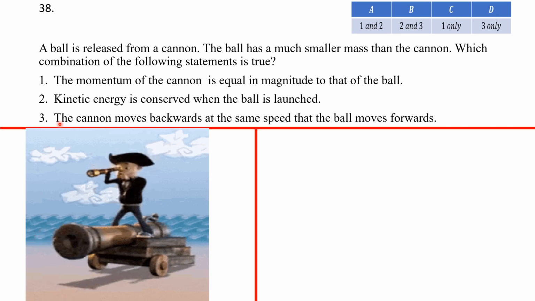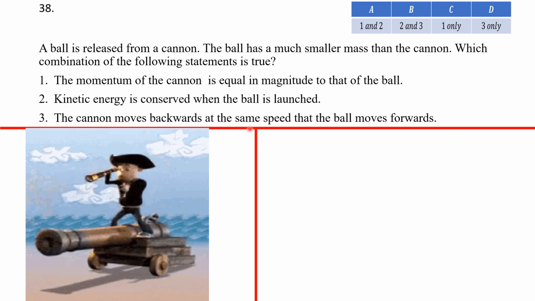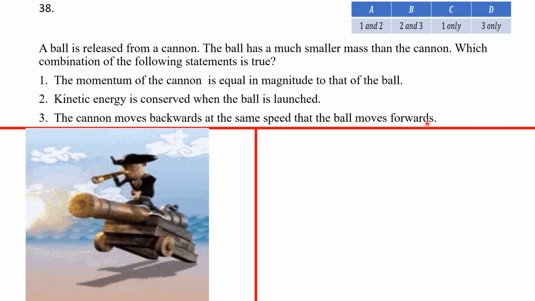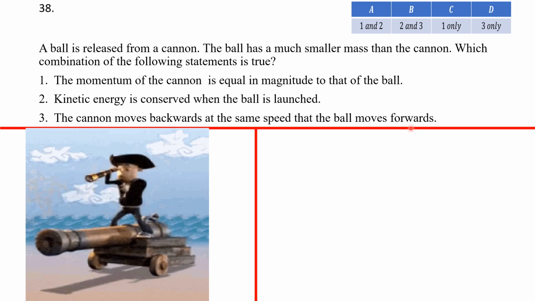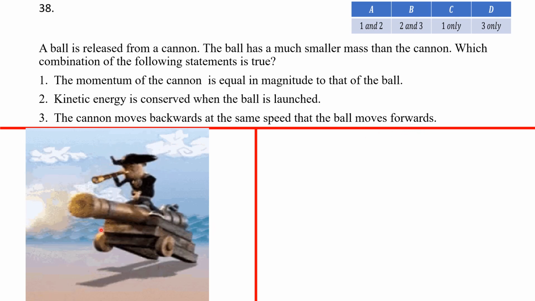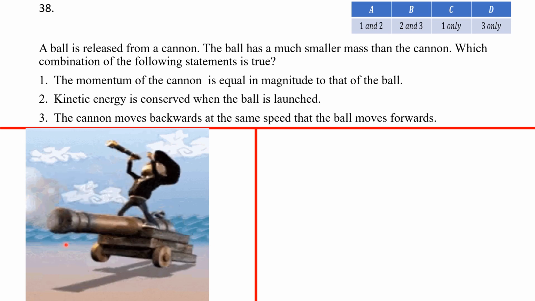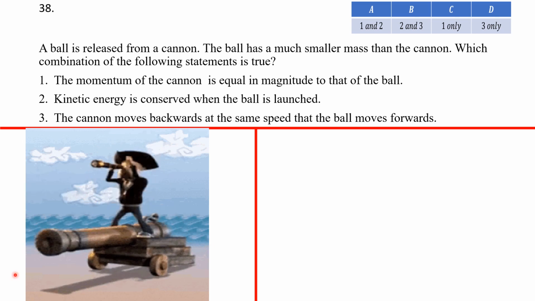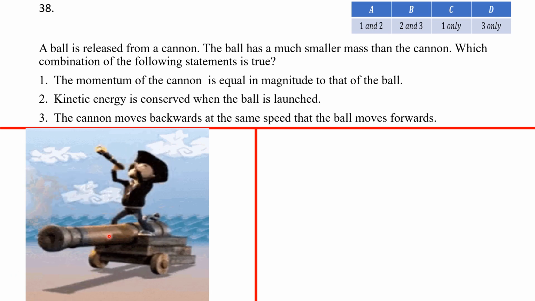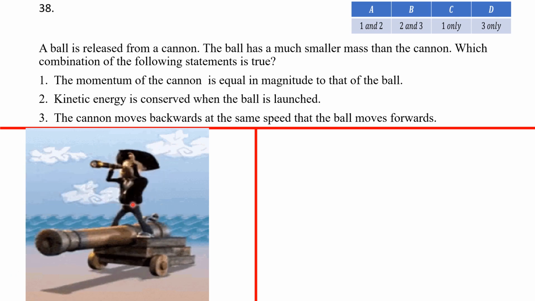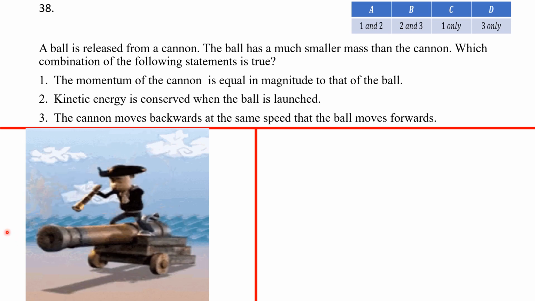So you also have the cannon moves backwards at the same speed that the ball moves forward. It cannot be true. Why? Because the cannon has a bigger mass. So if you are moving at the same speed backwards as the ball moves forward, then the momentum is not conserved, because when you multiply that same speed with your mass, you have a much bigger momentum for the cannon than for the ball, right?